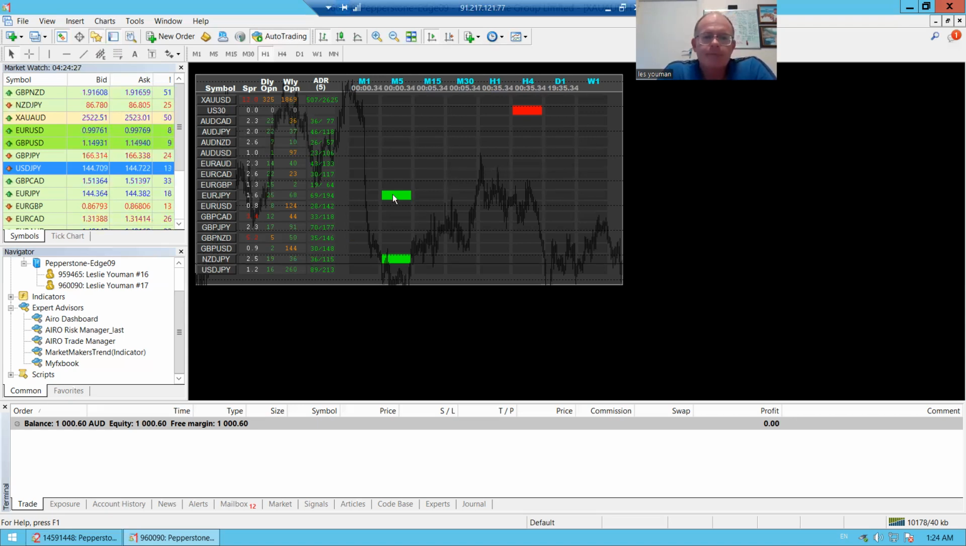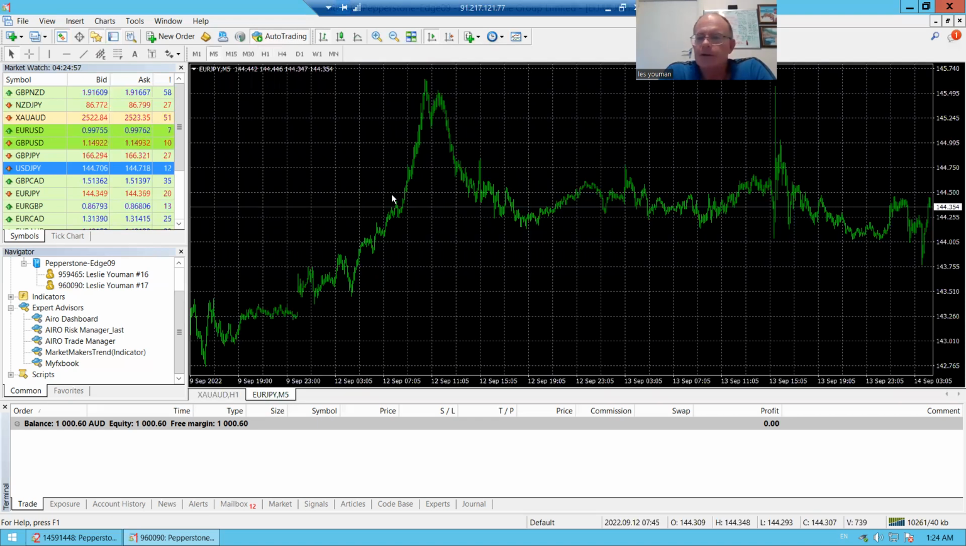So what do we got? At the moment, we've got a green box here, a green one and a red one. That means that there is a potential sell opportunity here on the US 30 on the 4 hour time frame. Okay. Here we have Euro JPY on the 5 minute time frame, a potential buy order. So I'm just going to click on that and it's going to bring up the chart.